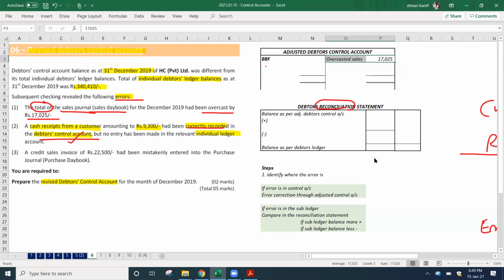Now if it is in the reconciliation statement, you need to know whether it's a plus or minus. Tell me whether it's a plus or minus. Now you need to see that the error is in the subsidiary ledger. Compare in the reconciliation statement. If the subledger balance is more, it is plus. If the subledger balance is less, it is minus. So that's the step that we follow.